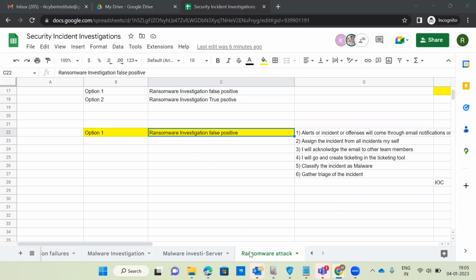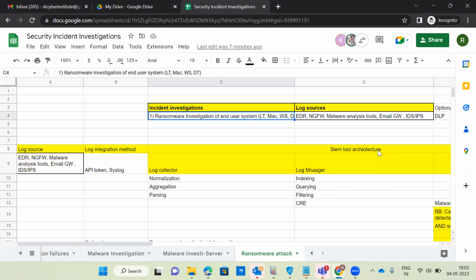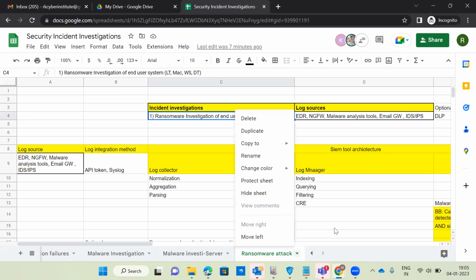Now, for the ransomware attack, we have to discuss one scenario on the end user machine. The second one is the server, same as it is. Here one scenario is related to the end user system, and the second scenario is related to the server. Why? Because end user system containment and business impact is different, and server containment and business impact is different.